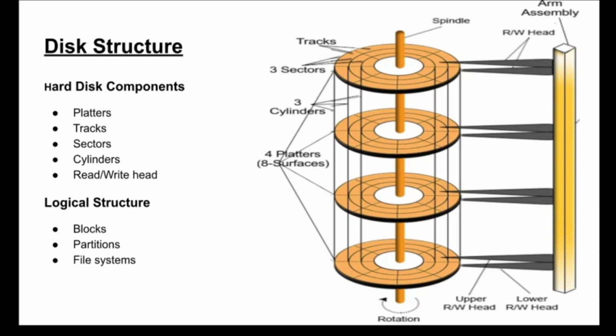Then, logical disk structure. It has blocks, partitions, and file system. Blocks: a fixed size unit like 4 KB is used for file operations. Partitions divide the disk logically, like C drive, D drive, something like that. Yeah, we can see in our system C drive, D drive like that. So this is the partition. File system, such as ext4, NTFS, etc.